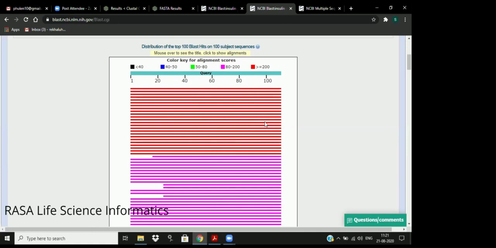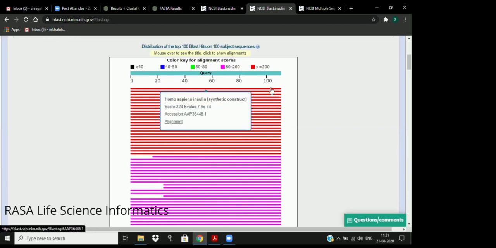Now each of these lines, if you click on any of the lines, they give you a small description stating what is the score of alignment, what is the e-value, what is the accession, what is the alignment and all. Okay, you can also take the data from here.